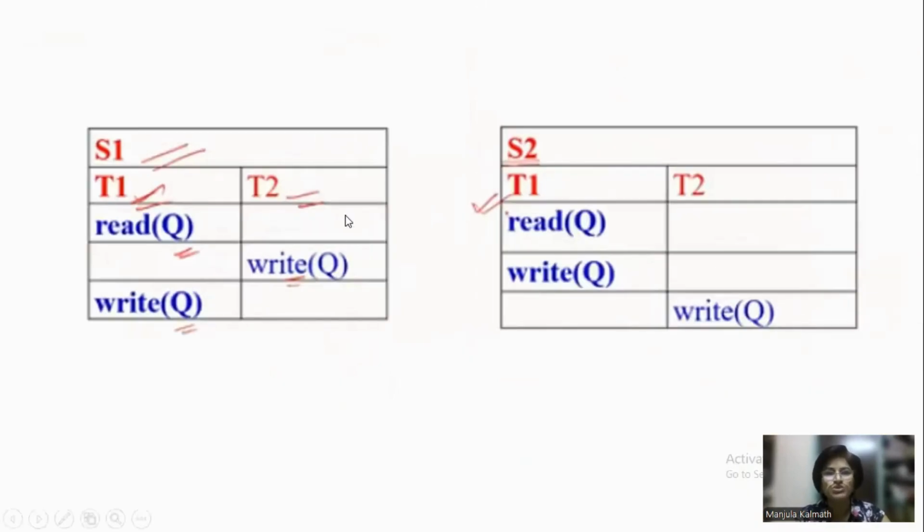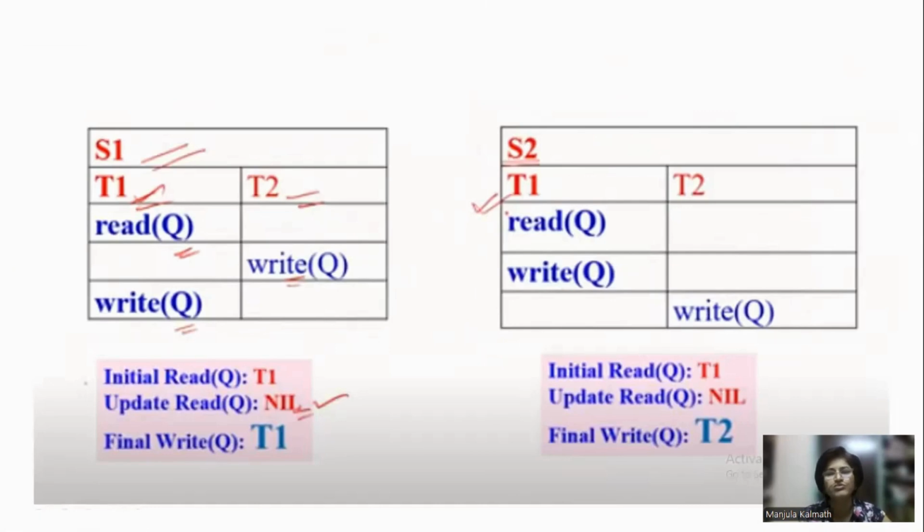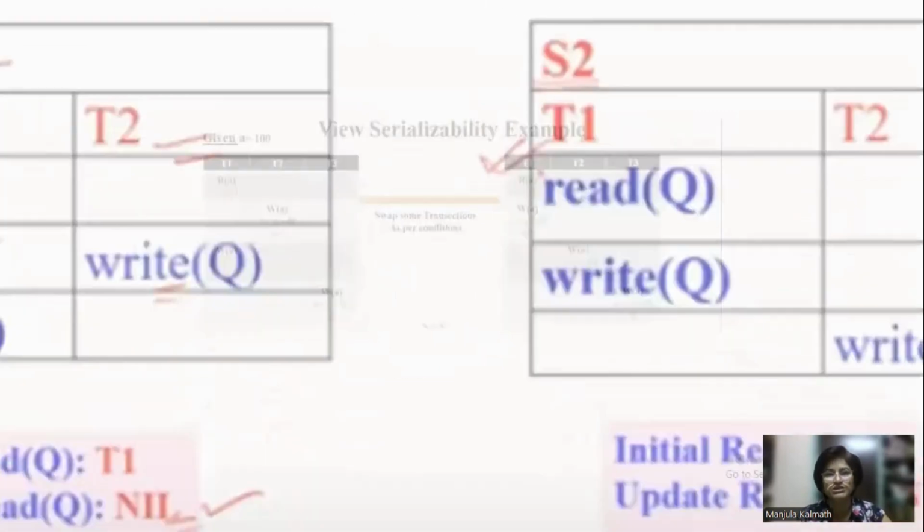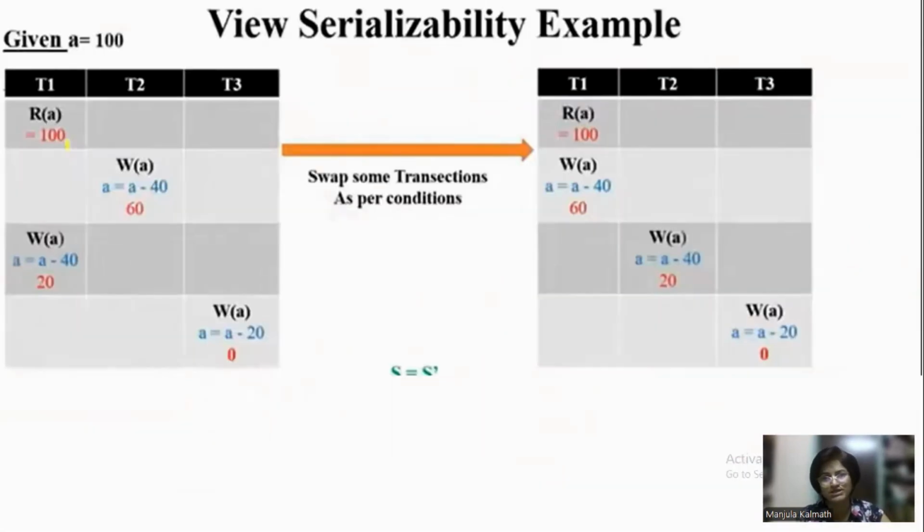So in this, we can notice it is not a view serializable schedule because the initial read is here T1 and here also we have T1 itself. But here we have an update read; it is not there. Here it is not there and even here it is not there. And the final write is taken in T1 here and it is in T2. So these two schedules are not view serializable schedules. These are the conditions for view serializability.